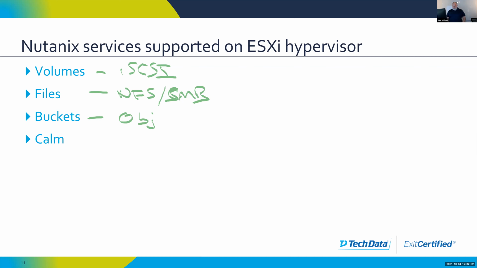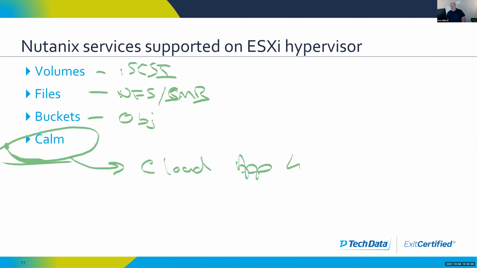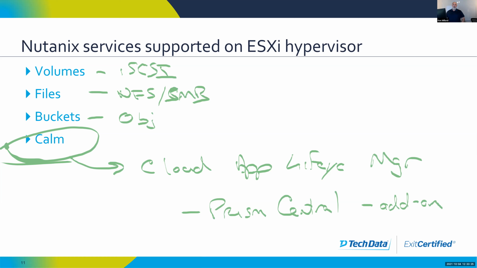And then lastly, of course, Calm. Anybody started looking at this? The cloud application lifecycle manager tool. This is a function of Prism Central. And to be really specific, you don't have to be running Prism Central Pro. You can get this with Prism Central as an add-on, right? If I remember right, this is licensed on a per VM basis that you want to manage.